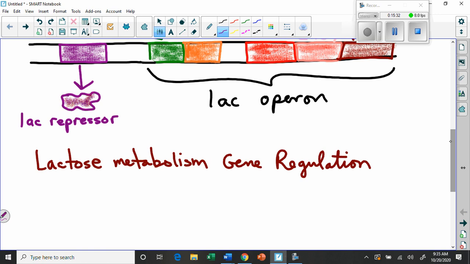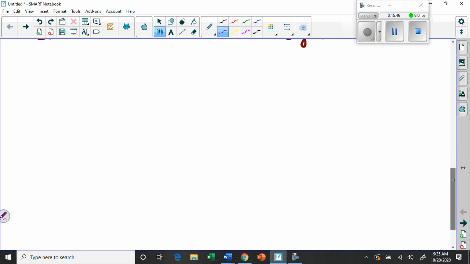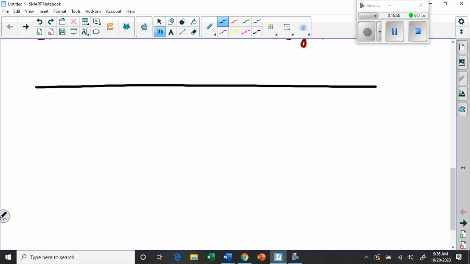So let's first consider what happens when there's very little lactose in the cell. If there's very little lactose, you don't need to digest it. So you don't need to be expressing all these genes and making all these proteins. That's a waste, right? You want to turn this on when lactose is high. So here's what happens. Let's just redraw very quickly the entire thing.